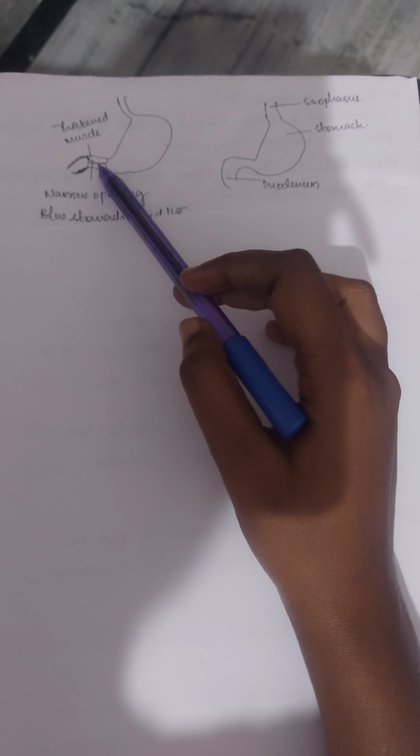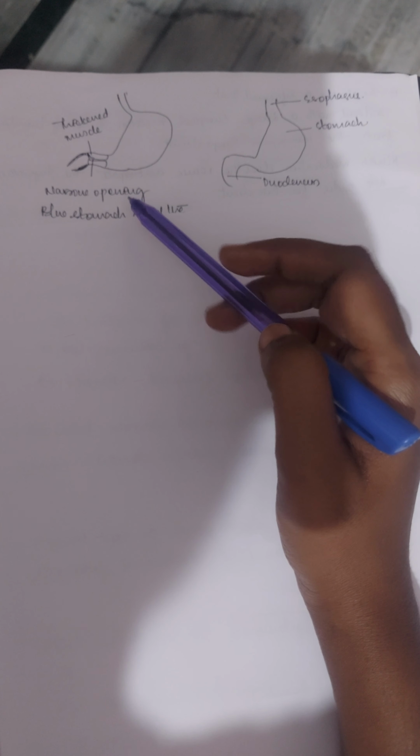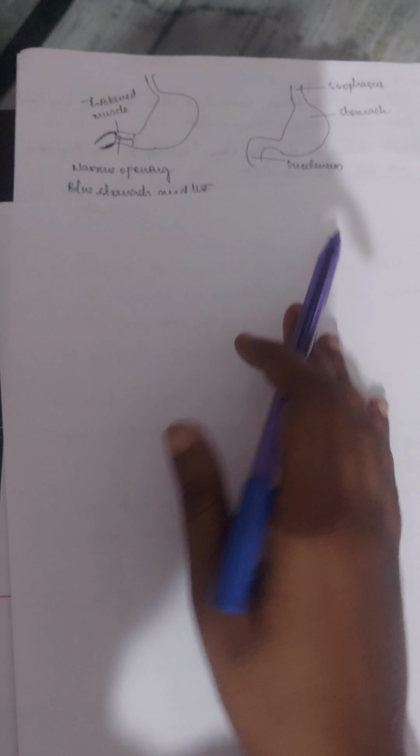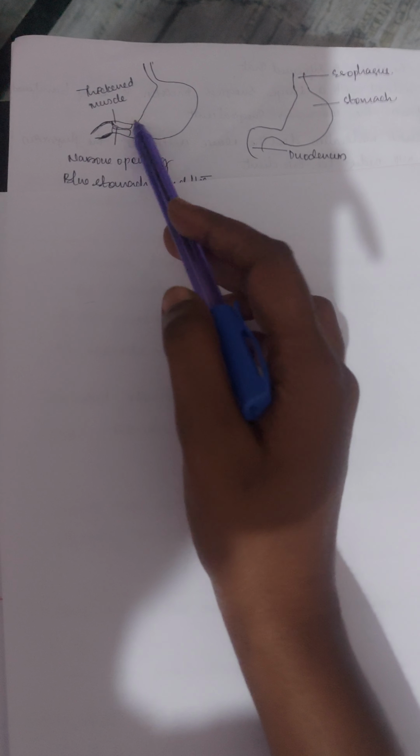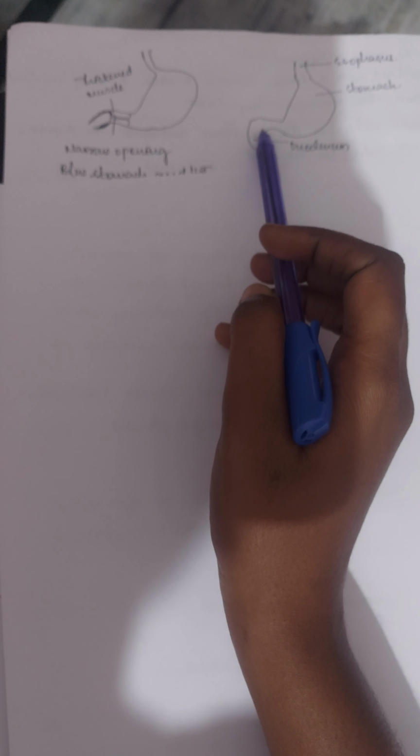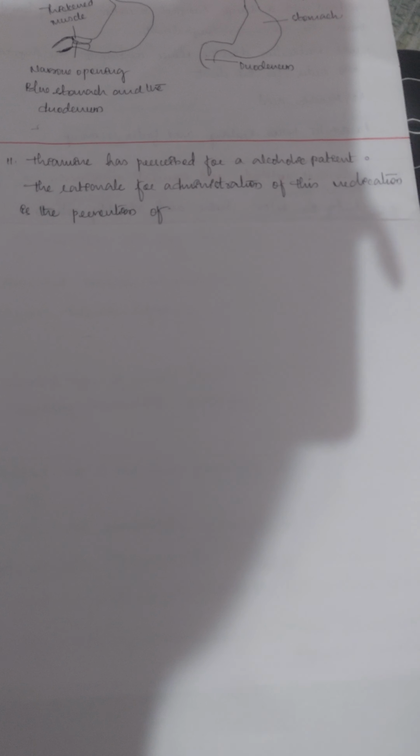So this condition is called pyloric stenosis. You can see the formation of thickened muscle here, but here nothing is there. So this is the normal stomach and this is the pyloric stenosis stomach of an infant. Then, next question.